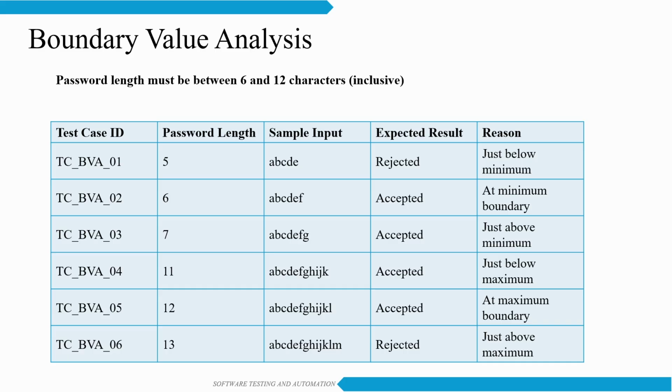Why? Because the user requirement is from 6 to 12. If it is 6, it should be accepted, 7 also should be accepted, 11 also should be accepted, 12 also should be accepted, and 13 should be rejected because it goes beyond 12 characters. So if we want to test the user requirements, we have to write the test cases like this. So thank you.